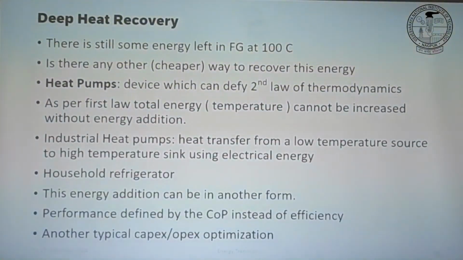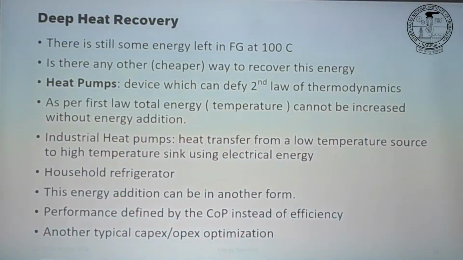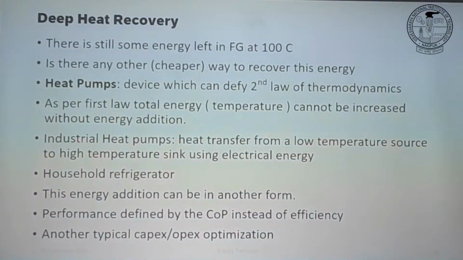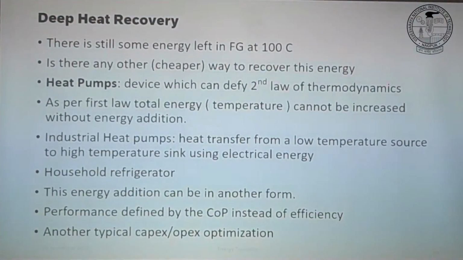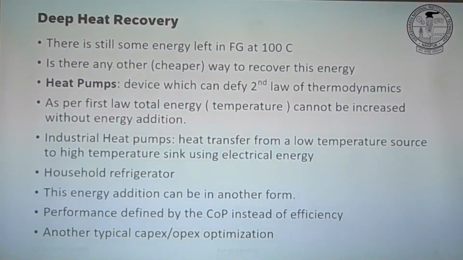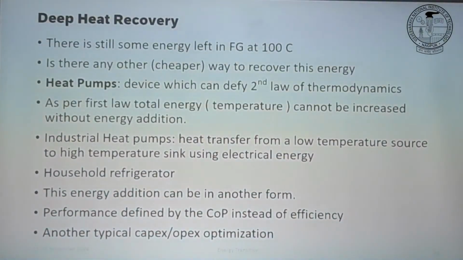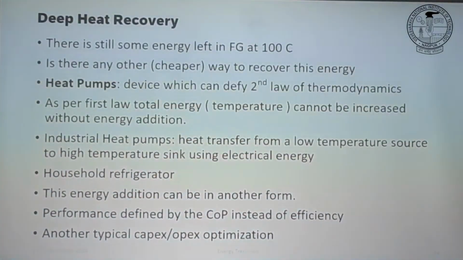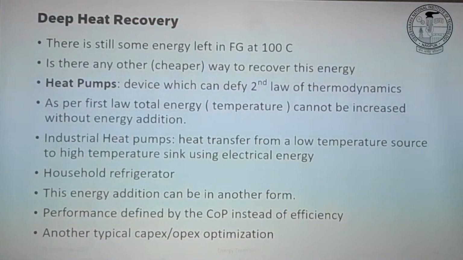So we saw in the starting that we discussed we can recover heat down to 150 degrees. We had a look at what the downsides are of going lower in the conventional way. If we use a heat exchanger, how suddenly the heat exchange area shoots up, right? And I briefly said there are ways you can defy the second law and transfer heat from low temperature to high temperature. But to do this, you have to put in some form of energy. And that's what we will see now on the last two slides.